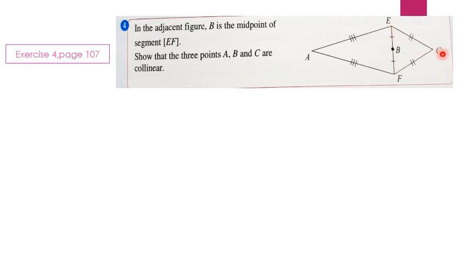Similarly, CE equals CF, then C is equidistant from points E and F, then C also belongs to the perpendicular bisector of EF. If I join them together, A and C, we will see that AC is the perpendicular bisector of EF, and since the perpendicular bisector is perpendicular to the segment at its midpoint, which is B, then I can say that A, B, and C are collinear.